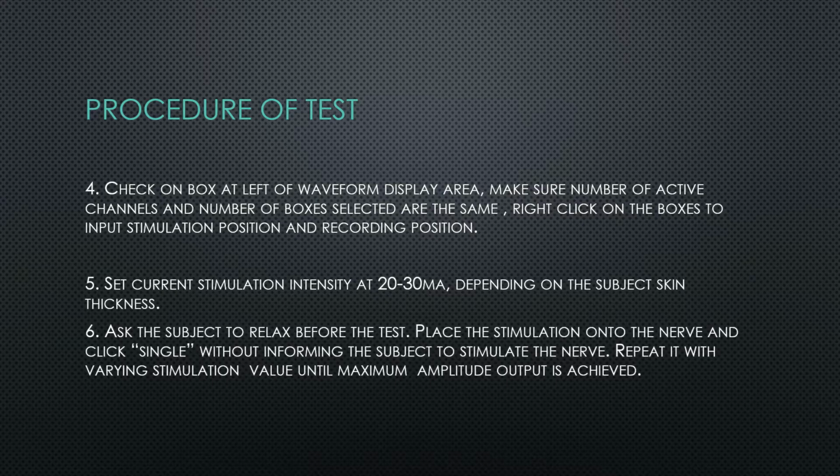Step 6. Ask the subject to relax before the test. Place the stimulation electrode onto the nerve and click single, without informing the subject, to stimulate the nerve. Repeat with varying stimulation values until maximum amplitude output is achieved. Note, if the output waveform is too noisy or not shown in a one-pulse pattern, check the connection as one of the electrodes may not be connected properly.